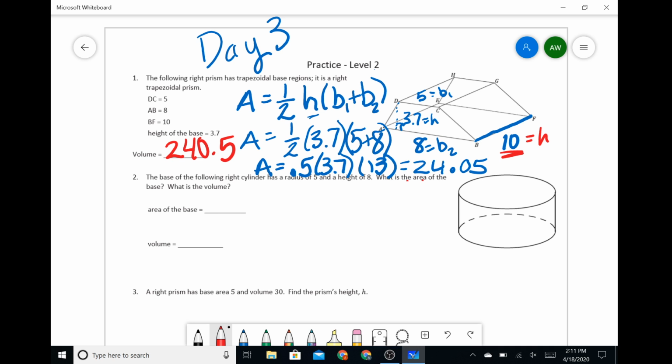All right, so let's look at number 2. It says the base of the right cylinder. And remember that a right cylinder just means that if I connect the top and the bottom, it makes a right angle. It means that we're not slanted. It's straight up and down. Can we go in order? Certainly, Naishan, for sure. All right, so the radius is 5, and our height is 8. And it's asking us what is the area of the base and what is the volume.